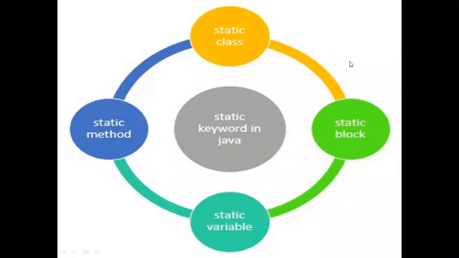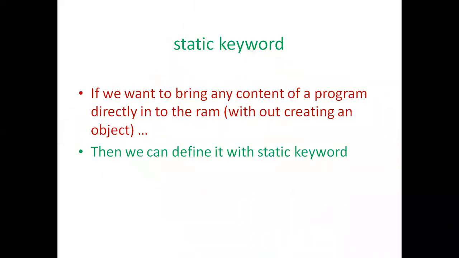Let us see what will happen if we use the static keyword before a variable, before a method, before a block, or before a class name. What is the purpose of using the static keyword in the Java programming language? It is a very important keyword in Java, where our program execution starts with the main method. Even the main method is represented with the static keyword, so it is very important. The static keyword plays a very vital role in the Java programming language.